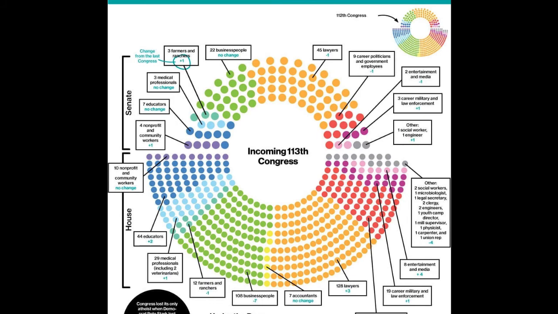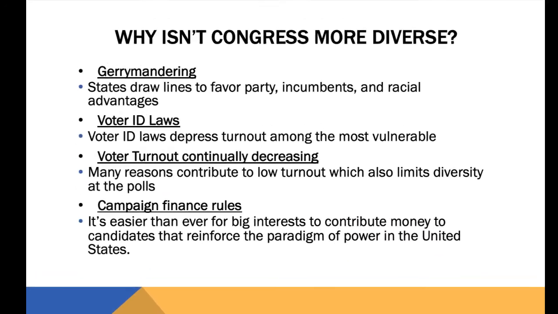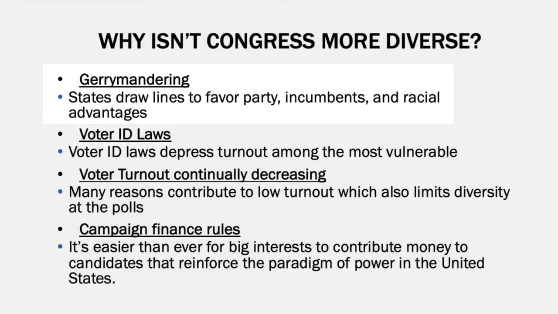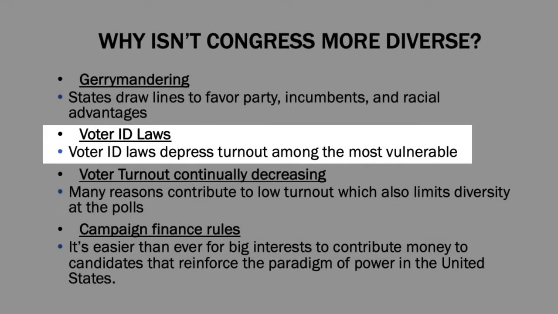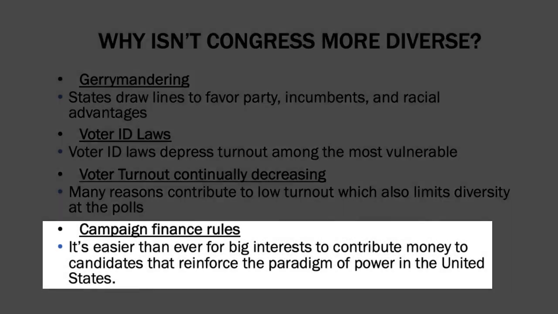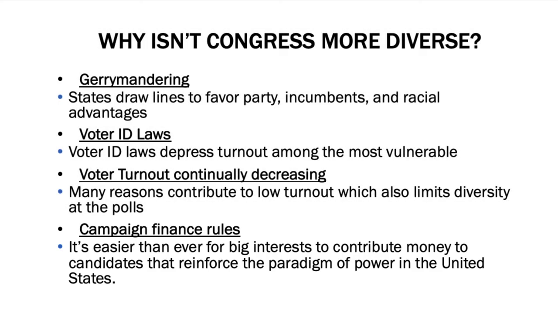So why isn't Congress more diverse? Well, it goes back to all the points we've been talking about this week. Gerrymandering helps those in power stay in power. Voter suppression laws continue to disenfranchise the most vulnerable members of our society. People are increasingly disaffected with government, they think their votes don't matter, and they don't participate. And the current state of campaign finance laws and special interest lobbying make it easier than ever to buy influence in government. But there is hope.